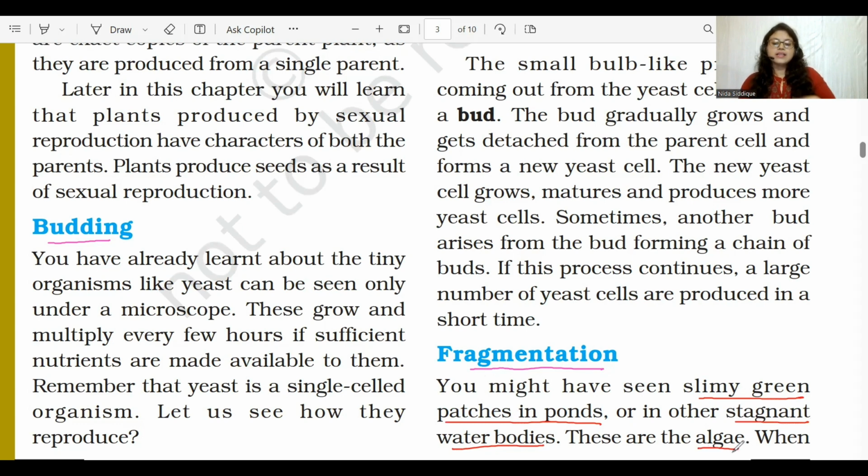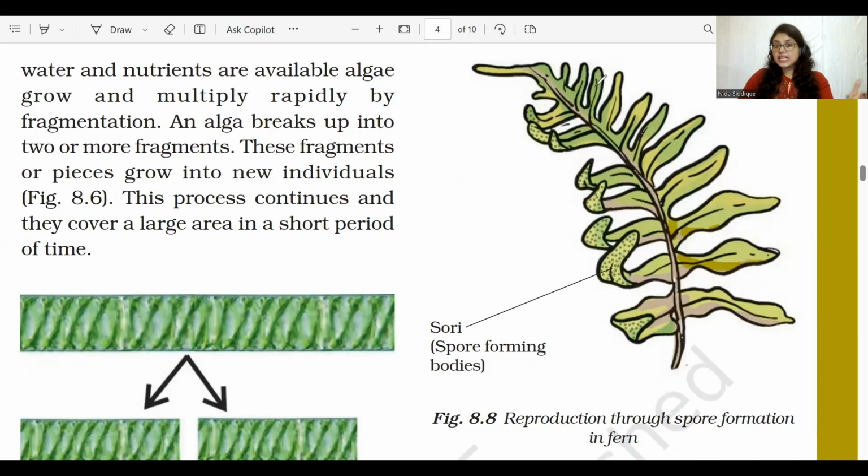These are the algae. How do these algae grow? Algae require water and nutrients. And whenever water and nutrients are available, they will grow and multiply rapidly by this method of fragmentation. These fragments or pieces are going to develop into new individuals. And this process will continue, and you will see within a very short period of time, the entire pond will be covered with that green patch. So this process continues and they will cover a large area in a short period of time.